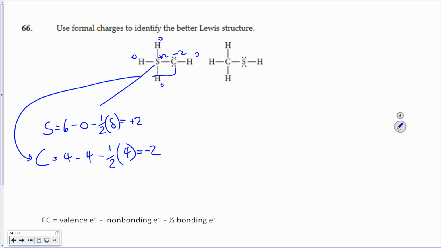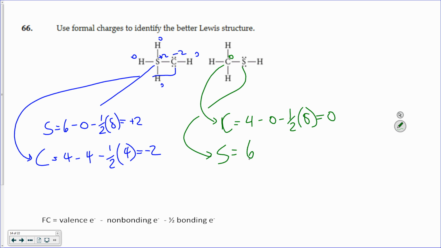All right, let's see what it is on the other side. So let's look at this carbon. It's 4 less 0 less 1/2 of... I've got 4 single bonds, that's 8 electrons. That one's a 0. Look at the sulfur. 6 less 4 for the unpaired electrons, less 1/2 of 4, 2 single bonds, is 0. Which one's preferred? The one with the zeros.